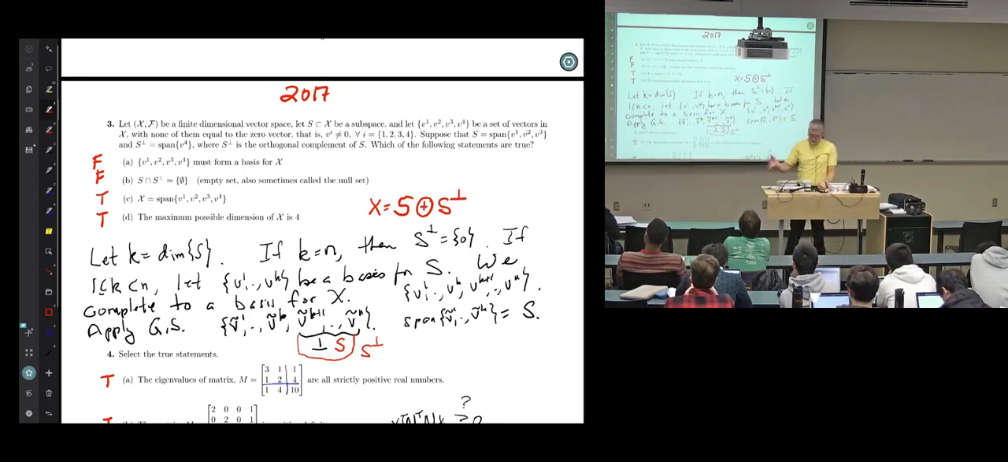V1 is the 0 vector, V2 is the 0 vector, V3 is the 0 vector, then V4 is the 0 vector. Oh, yeah, that's right.